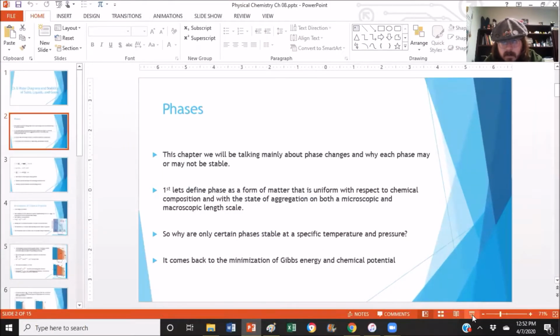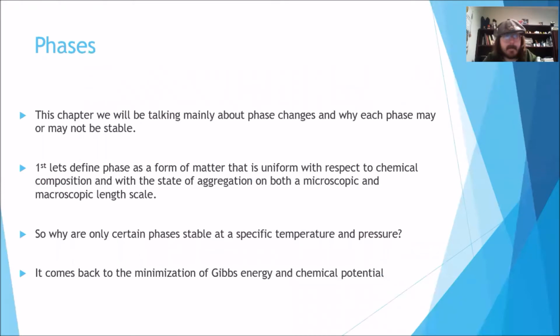So this chapter is going to start by talking about phase changes, and why they may or may not be stable. We're going to see that this is going to sublime at room temperature, at this temperature, and this is going to melt, and we're going to talk about colligative properties and all that jazz. But first let's define a phase.